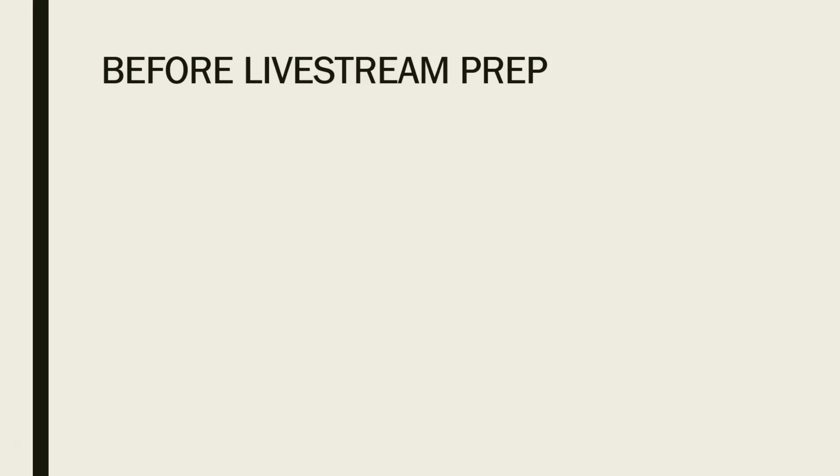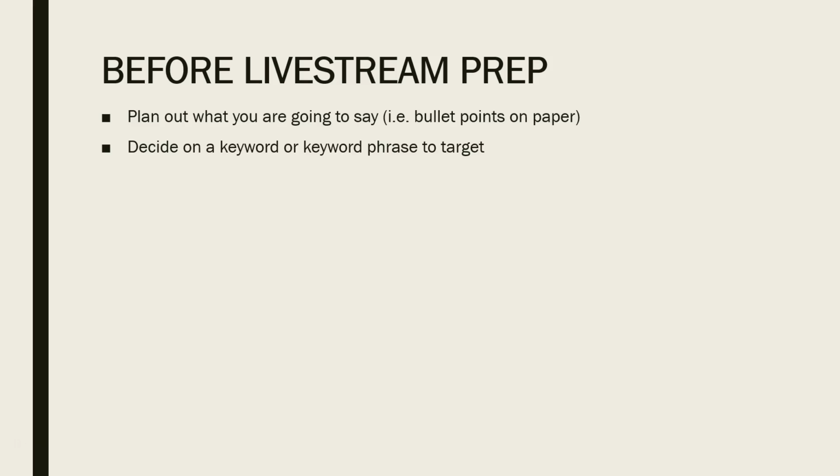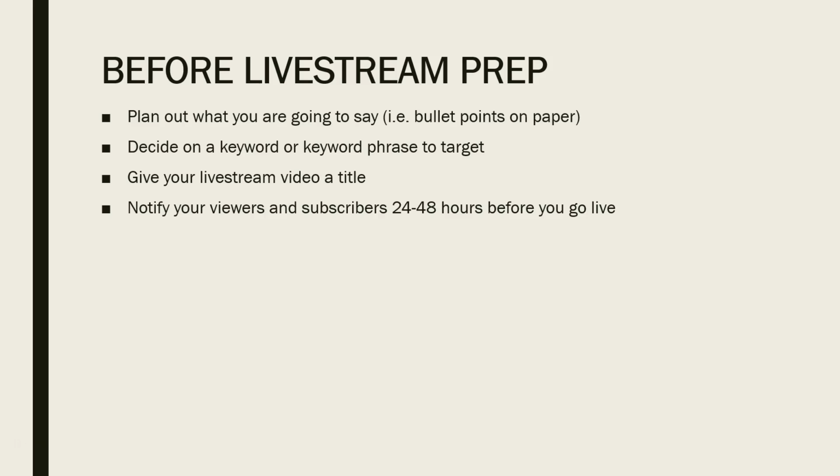Now, there's also some prep you have to do before you go live as well. You want to plan out what you're going to say, and have an outline with key bullet points on paper. You want to decide on a keyword or keyword phrase to target. You want to know what your audience is typing into YouTube. Give your live stream video a title. Work on a catchy title.